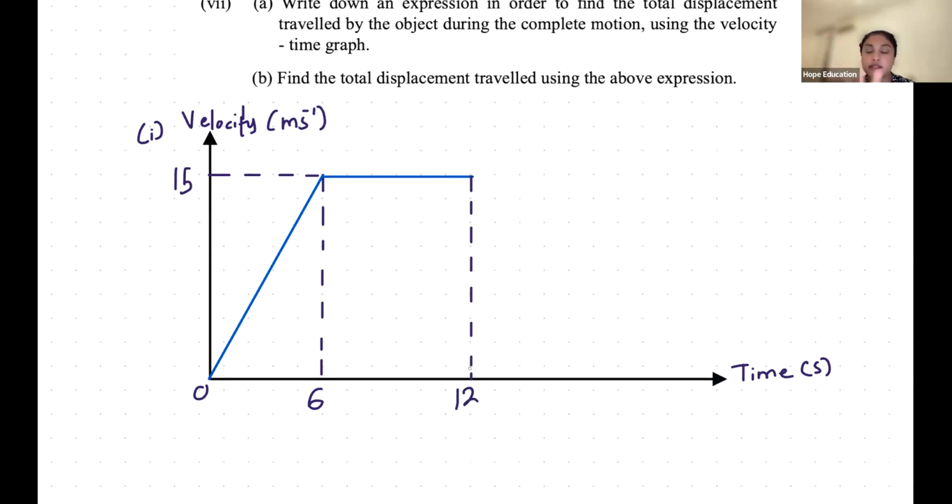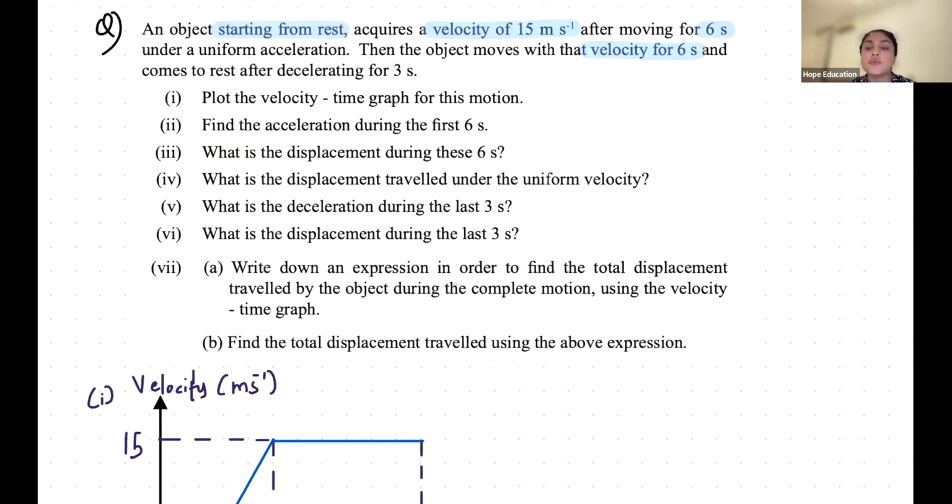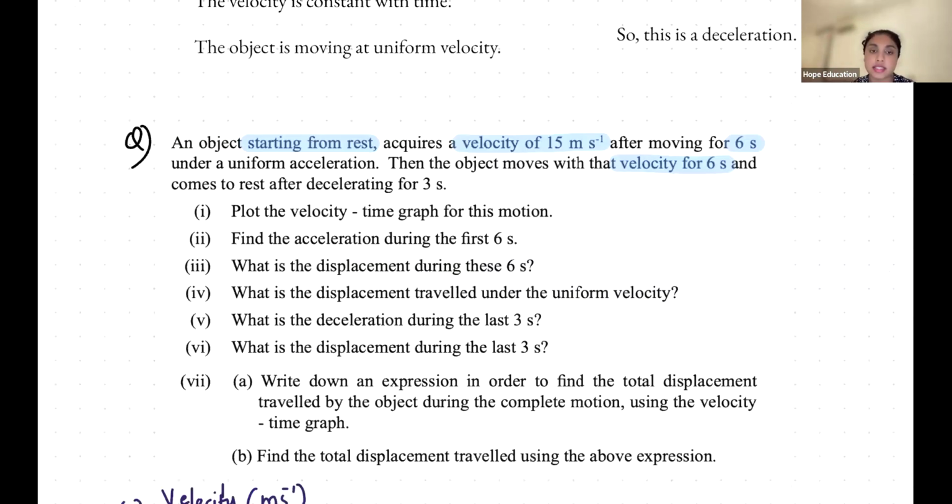Now there are many combined shapes here. All right, then what happens? It moves with that velocity for 6 seconds. That is what I drew.